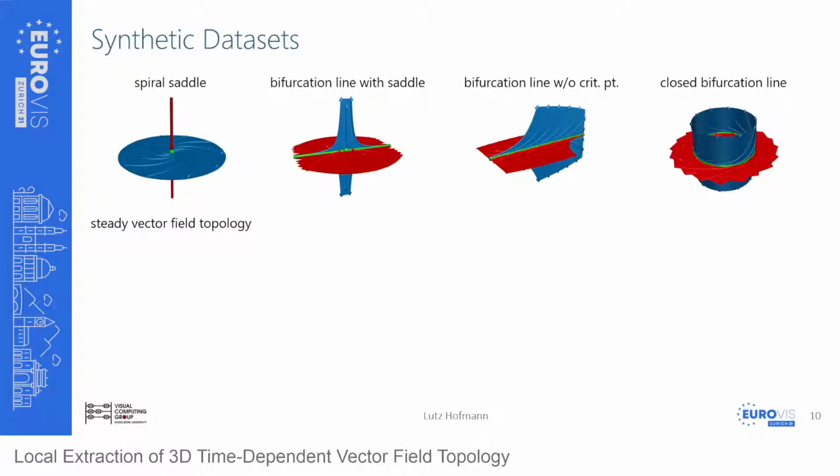Let's have a look at these synthetic datasets that each represent the structures that we consider in our topology. A structurally stable isotropic saddle is necessarily a spiral saddle point, and in the anisotropic case we have bifurcation lines that either contain a critical point or they don't, and they can also be closed.